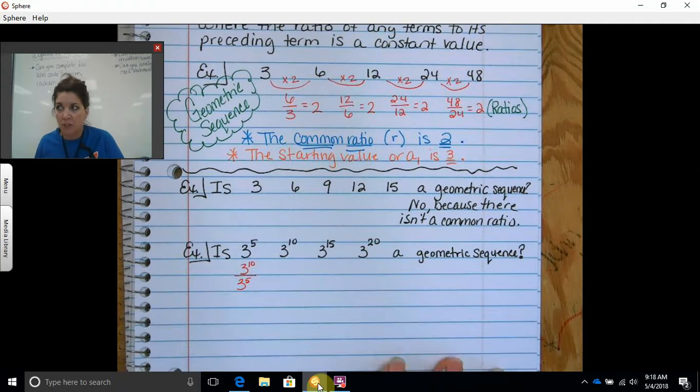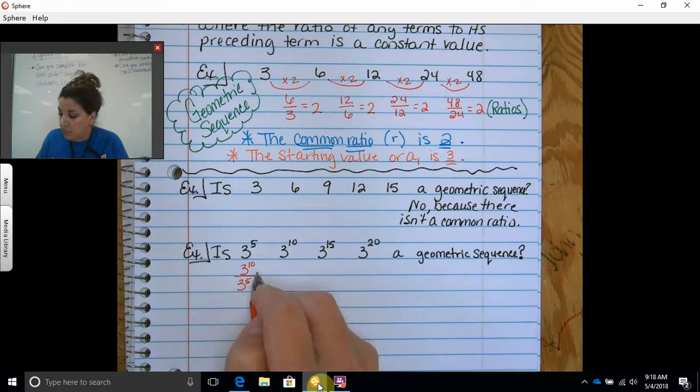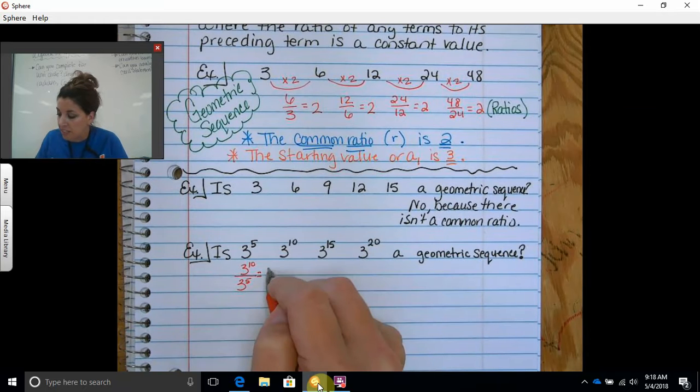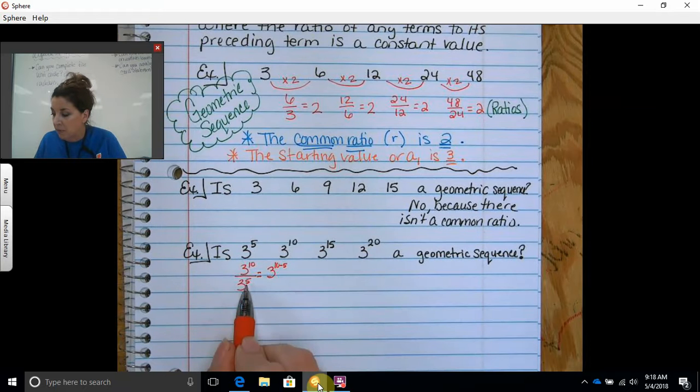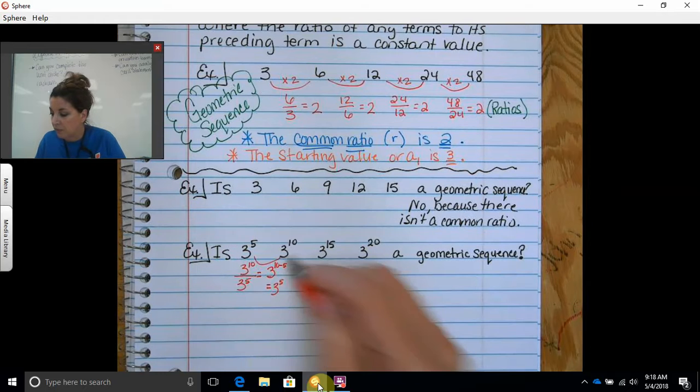And remember your rules when you're dividing bases that have exponents. The rule says keep the base and subtract the exponents, the exponent of the numerator minus the exponent of the denominator, and that would give you 3 to the 5th. Okay? So that's for the first one.